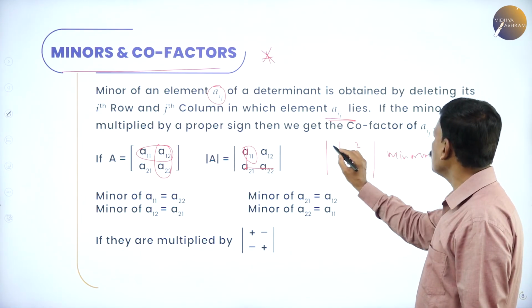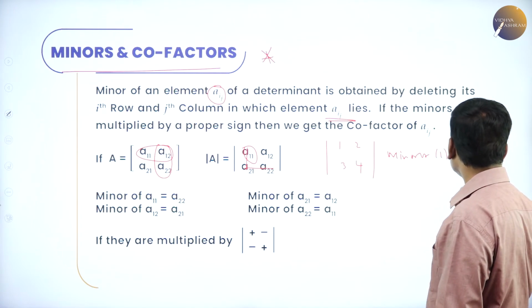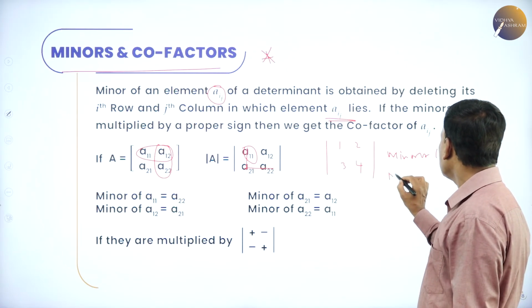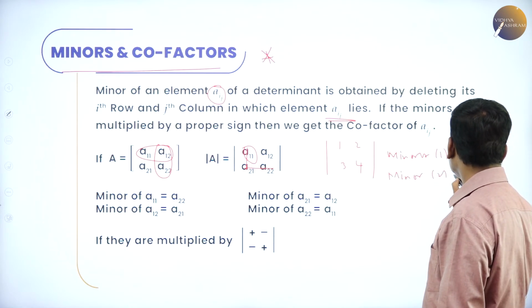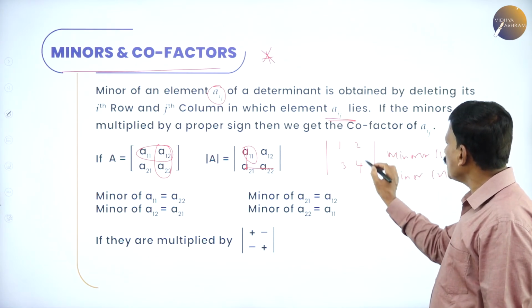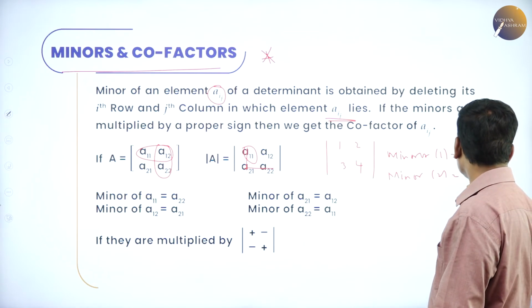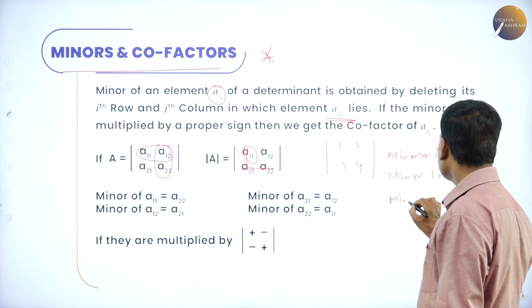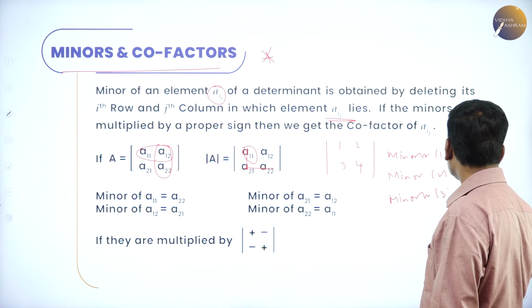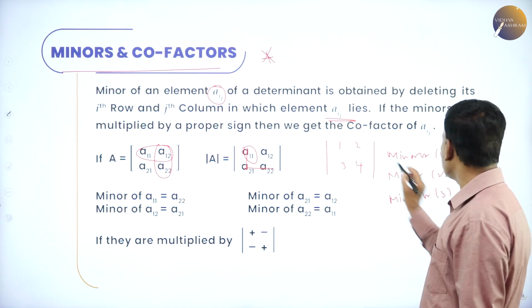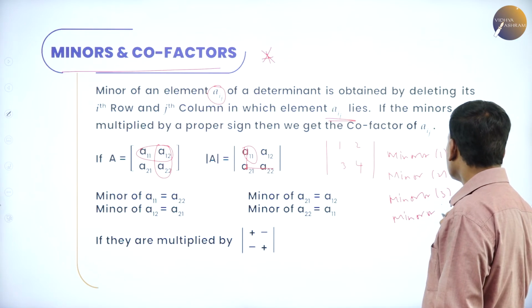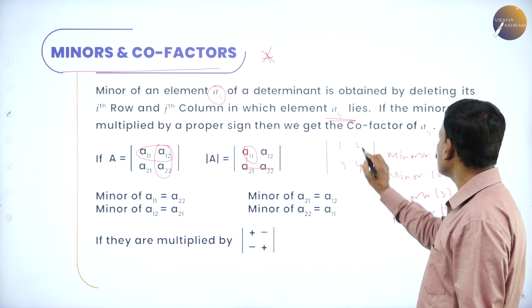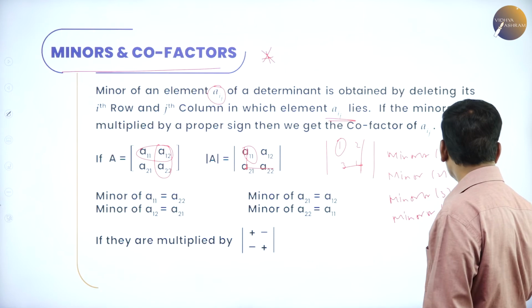Minor of element 1 is equal to, this row and column is deleted, plus 4. Similarly, minor of second 2: delete the row and column containing 2, this is gone, this is gone, what is left over is 3. And similarly, minor of 3 is, this row and column is deleted, you will get 2. And minor of 4 is equal to, this row and column is gone, what is left is 1.